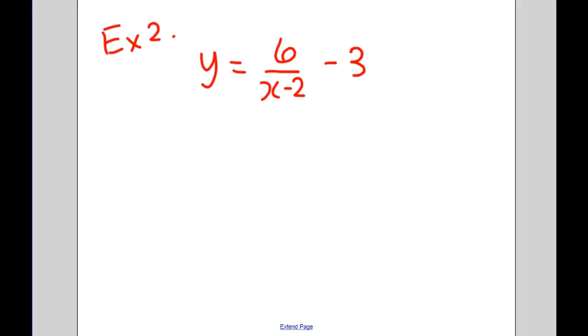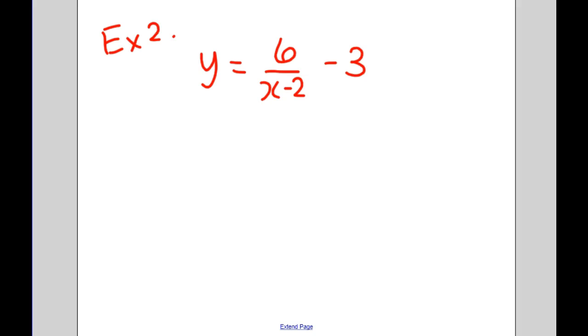Okay, so example 2 in our textbook has the equation y is equal to 6 over x minus 2, minus 3. It says sketch the graph of the function using transformations and identify any important characteristics of the graph. So maybe we want to pick some things out that we can tell right now, just so that we can keep them in our head.